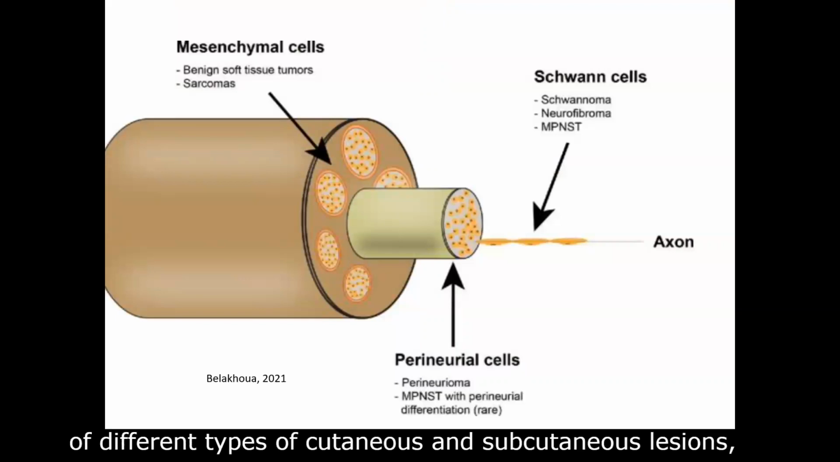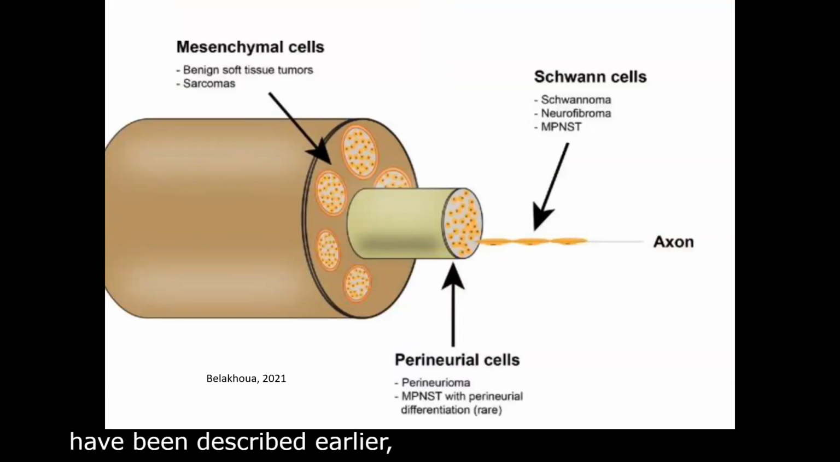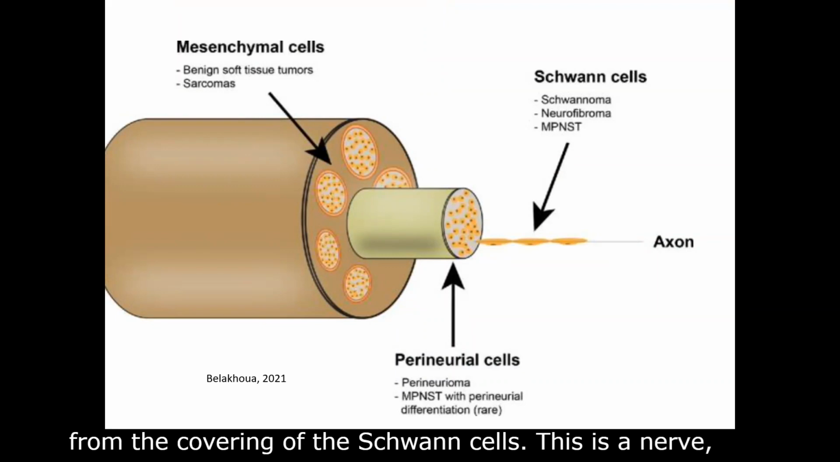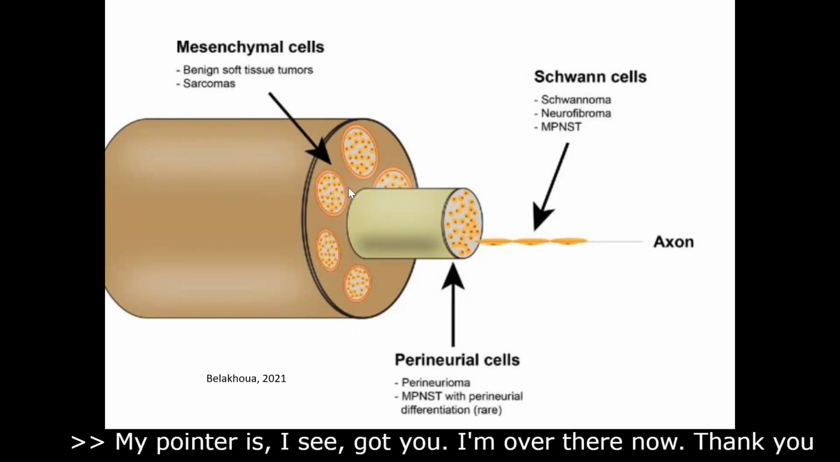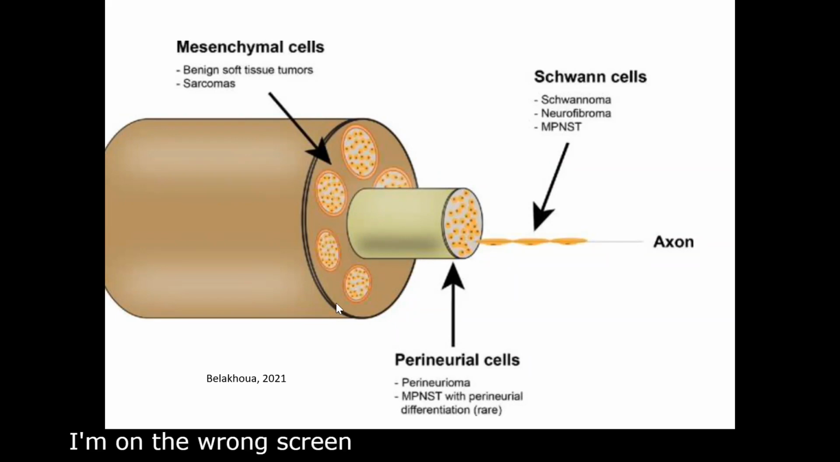And as has been described earlier, you all know that these tumors arise from the covering of the Schwann cells. This is a nerve, and there are multiple axons within the nerve. Oh, my pointer is, I see, I'm on the wrong screen. Okay, there we go. So if we have a nerve here, and it has multiple bundles in it, and inside of each one of these, there's a little axon, and the cells that wrap around the nerves are the Schwann cells.